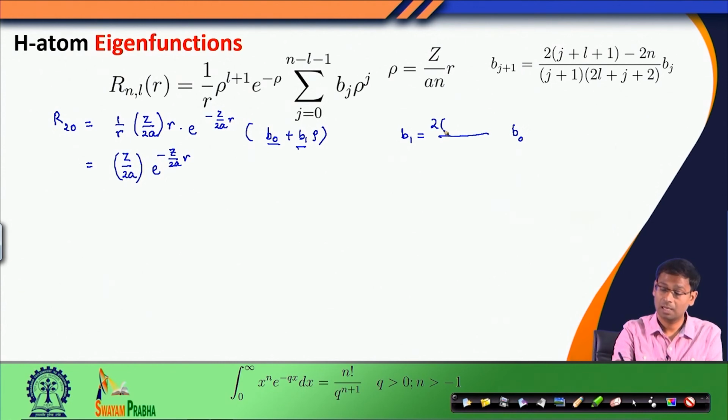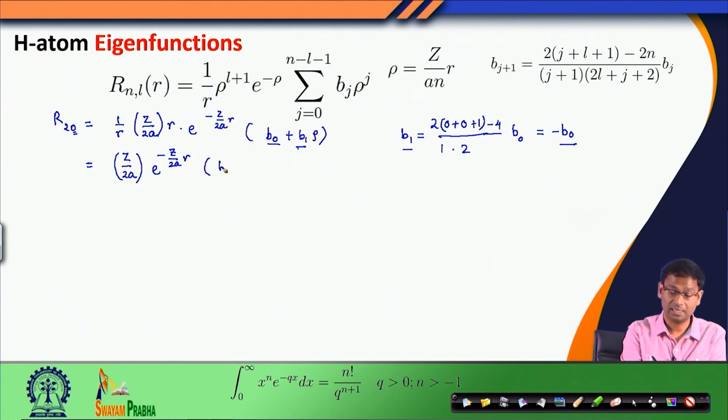So, 2j, since I am talking about B0 to B1, therefore j is 0. L, I am talking about the 2s function, so L is 0, plus 1 minus 2n. What is n? n is 2, so therefore, this is minus 4, divided by j plus 1, that is 1, j is 0. So, multiplied by 2L which is 0, j which is 0, 2. So, you see we have 2 minus 4, so that is minus 2 divided by 2. So, you would see this is minus B0. So, we have B1 related to B0. How is it? That B1 is simply minus B0.